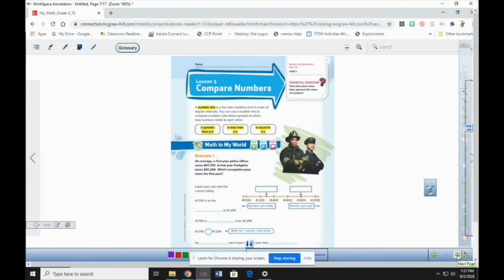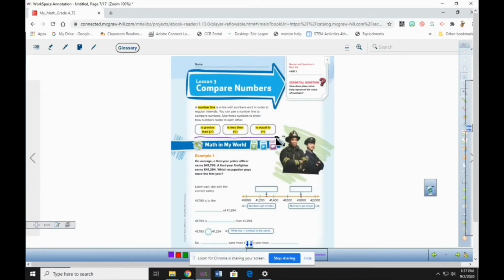Chapter 1, Lesson 3, Comparing Numbers. Sometimes when we're comparing numbers, we use a number line. It's a line with numbers on it in order that come at regular intervals. You can use a number line to compare numbers. You also generally use symbols to show how those numbers work together. The three symbols we're going to use are greater than, less than, and equal to.